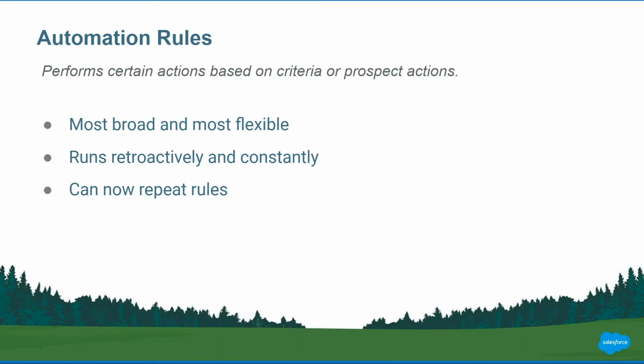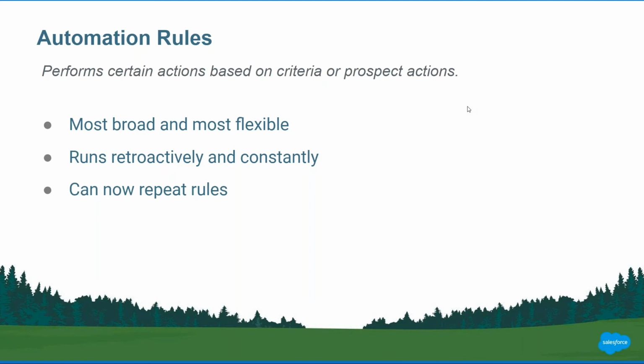And last but not least, for the automation tools that were discussed last week, we have the automation rules. Automation rules perform certain actions based on both criteria and prospect actions. Since it's listening for both criteria and prospect actions, it's considered the most broad and most flexible out of all the automation tools. It's also complex enough that it allows for running rules retroactively, meaning it also considers prospects in the past, not just the present and the future.